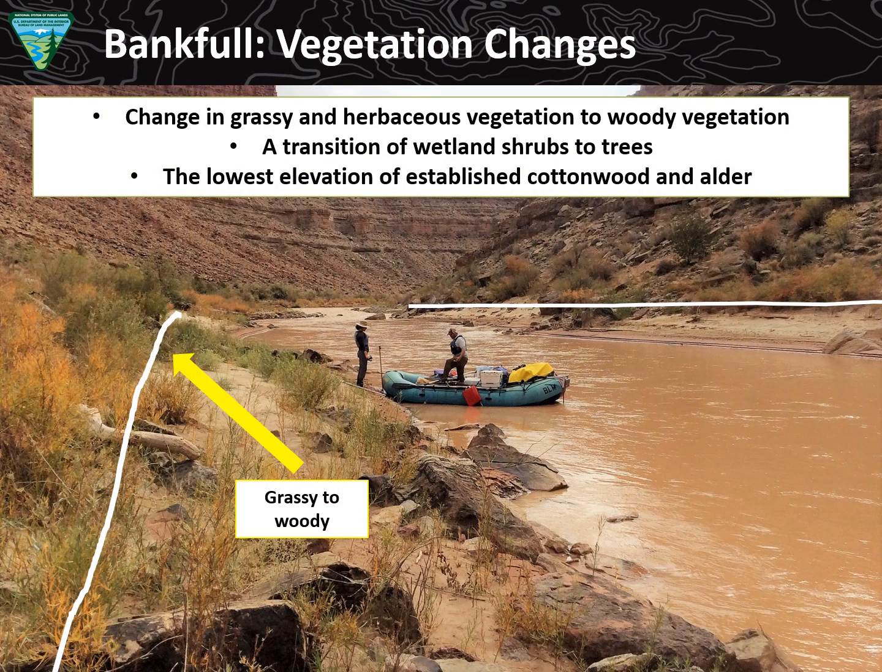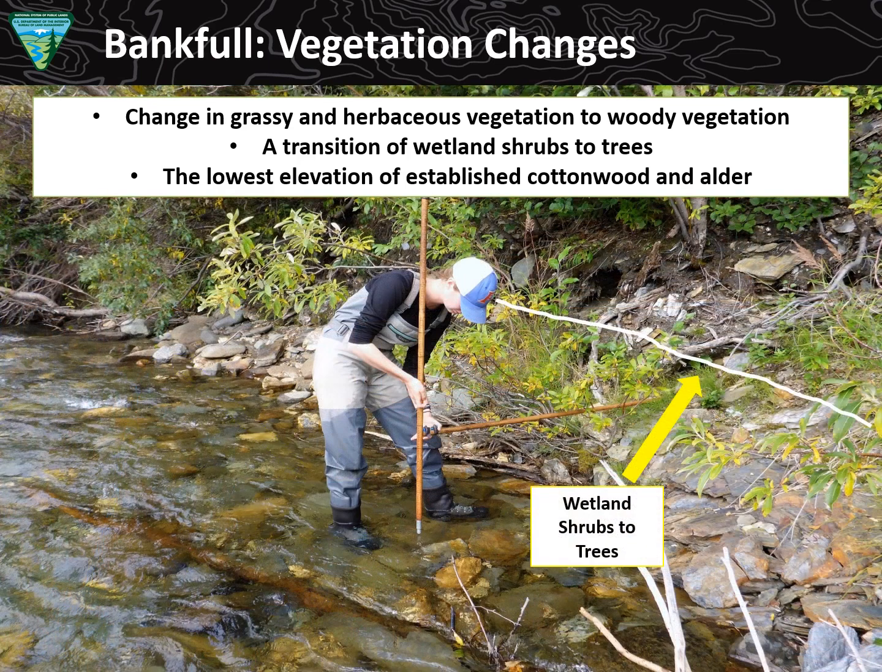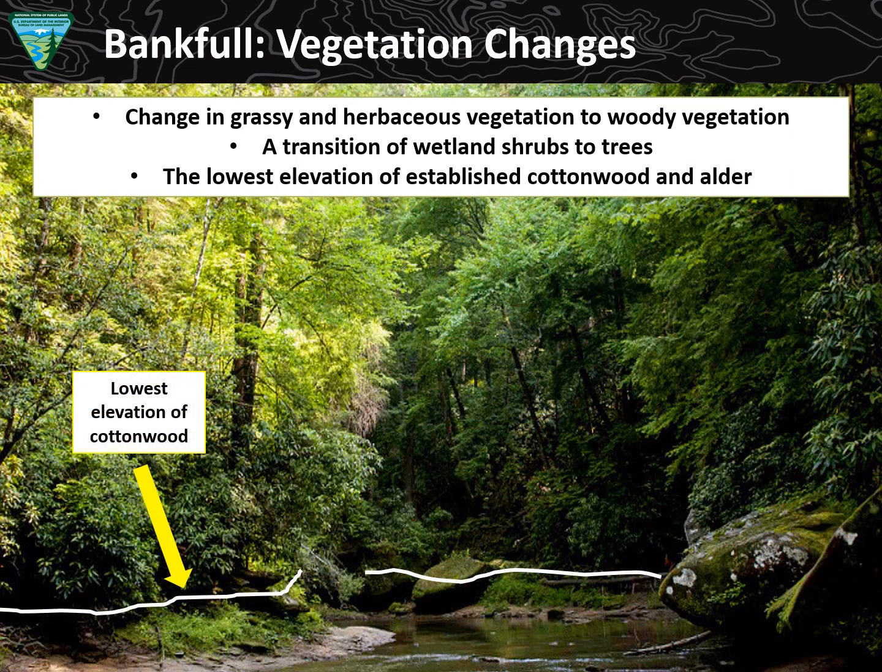In some streams, bankfull can also be identified by a change in vegetation. This can look very different in each system, but usually presents as either a transition of grassy and herbaceous vegetation to woody vegetation, a transition of wetland shrubs such as willow and dogwood to trees, or is the lowest elevation of established cottonwood and alder trees.